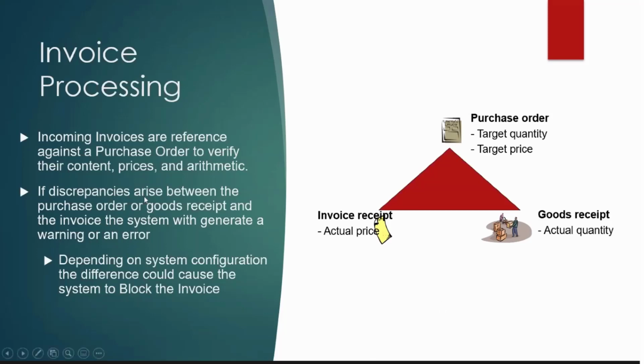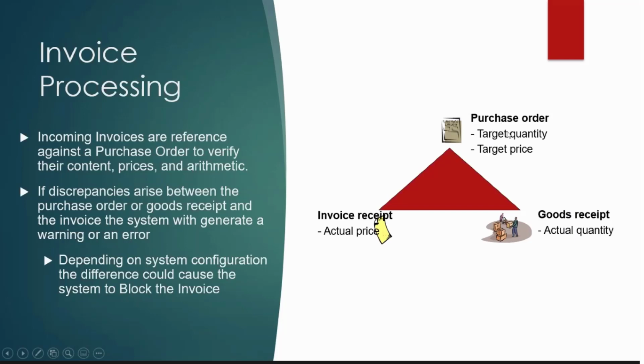And they said if a discrepancy arises between the purchase order, goods receipt, and the invoice, the system will generate a warning or an error. Okay. يعني if there is اختلاف between the purchase order والgoods receipt والinvoice, the system automatically will generate a warning. Like, in the purchase order you ordered 100 computers, and in the invoice they put 120. So there is a problem. Or also in the goods receipt there is a difference in what you received. It could be many things.